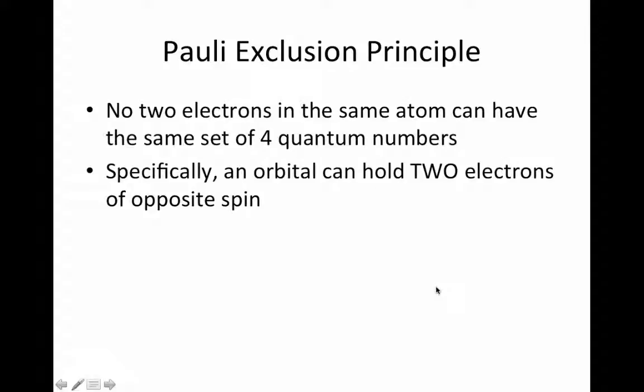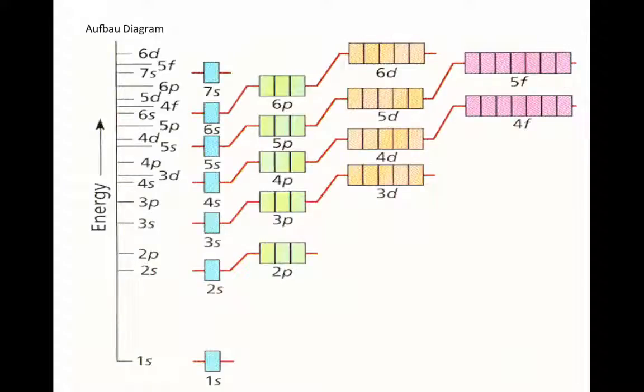All right, so the Pauli exclusion principle says that no 2 electrons in the same atom can have the same set of 4 quantum numbers. Specifically, an orbital can hold 2 electrons of opposite spin. We've already kind of covered this, but let's go through another example with another element, and let's pick one that's a little bit bigger right now. So let's do 4, 1, 2, 3, 4, 5.